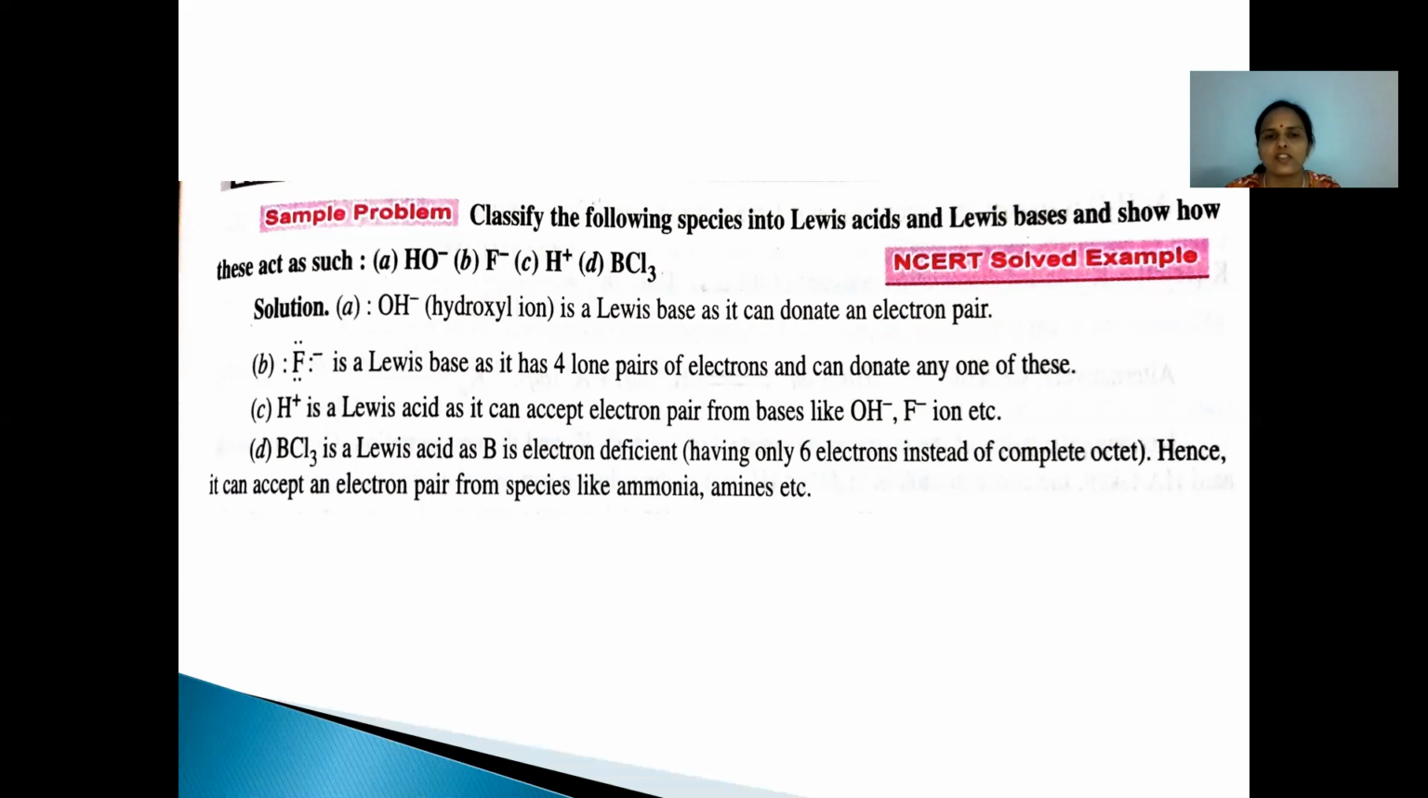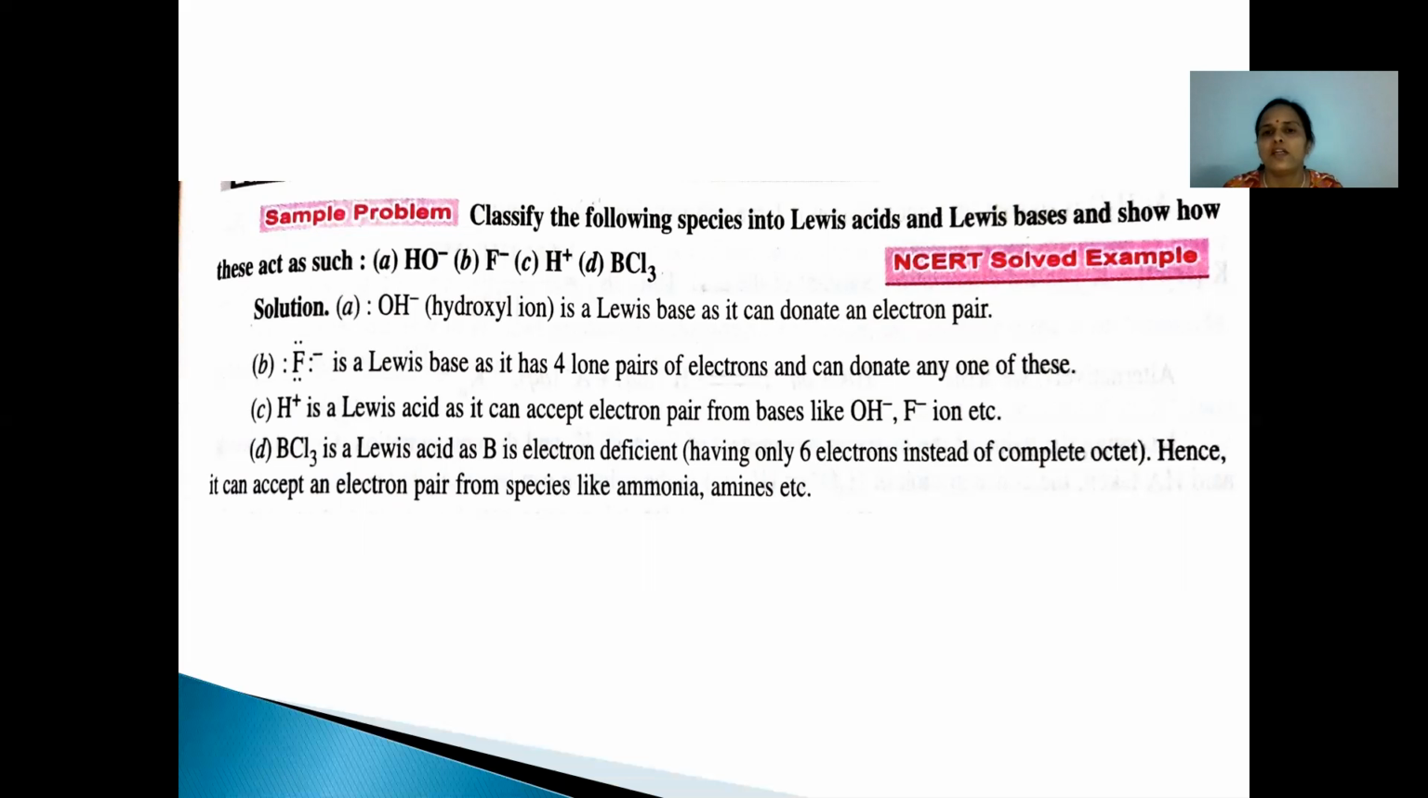H plus is electron deficient. It can accept an electron pair from bases like OH minus, F minus, etc. That's why H plus acts as a Lewis acid. BCl3 is a Lewis acid as boron is electron deficient in nature, as it has only 6 electrons instead of a complete octet. Hence, it can accept an electron pair from species like ammonia, amines, etc.